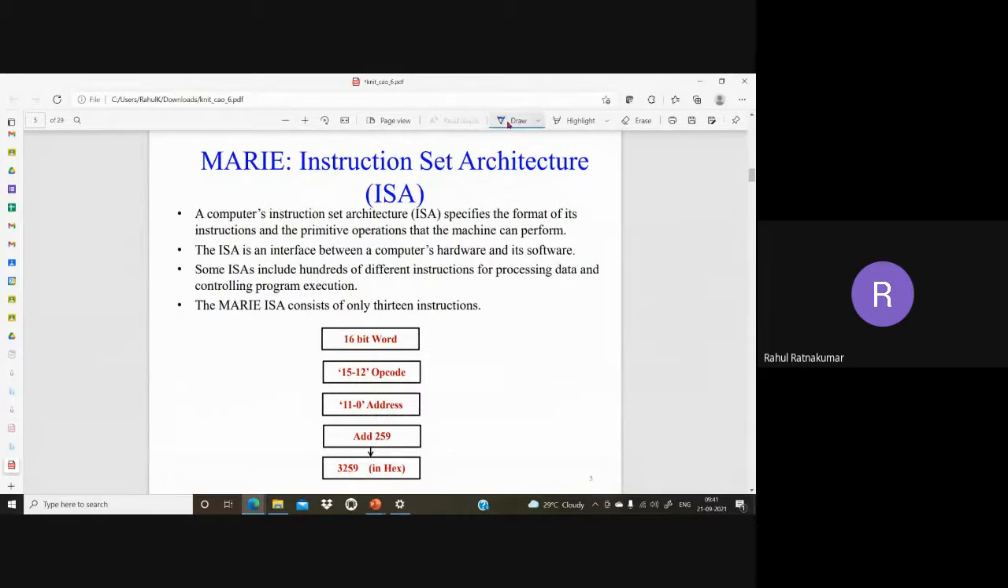Just to give an example, suppose we have an 8-bit instruction like this. This instruction consists of two parts, as we discussed. One part is the opcode: the code of the operation. The other is the operand: what is the data, and where is the data coming from?